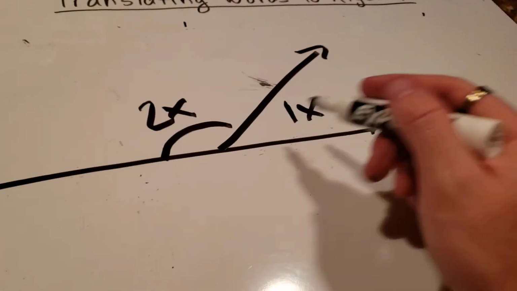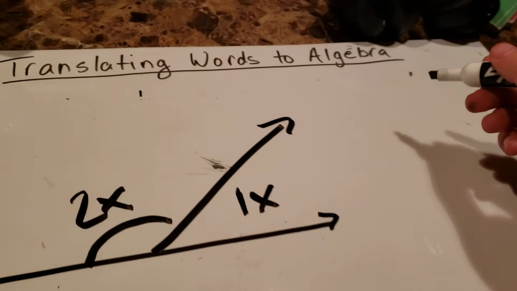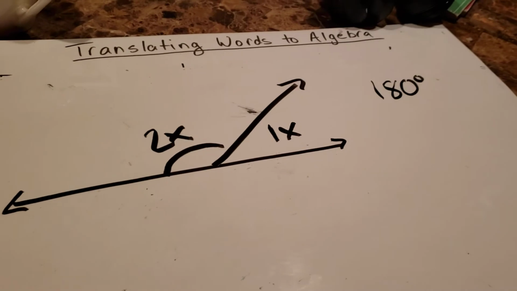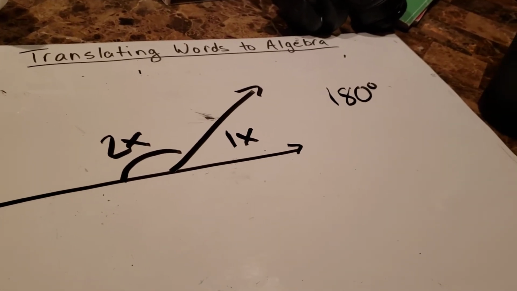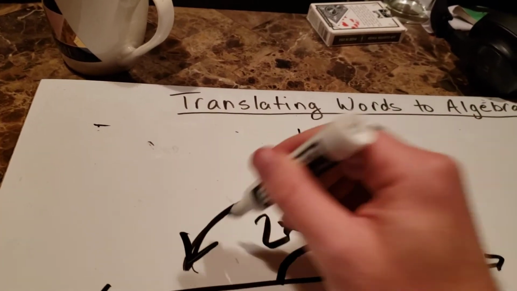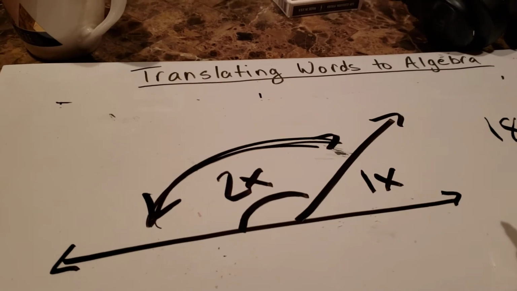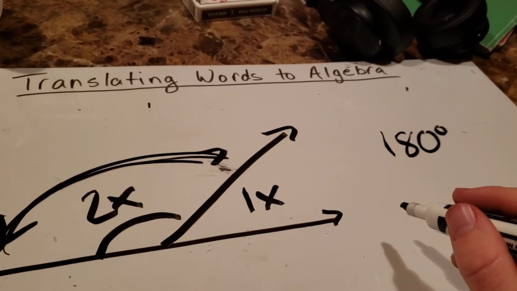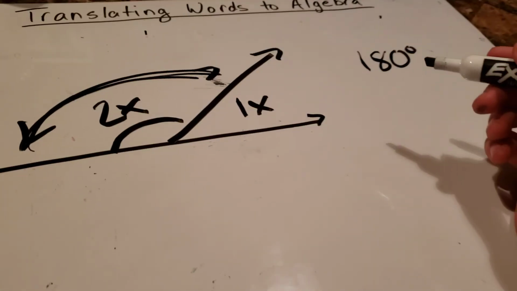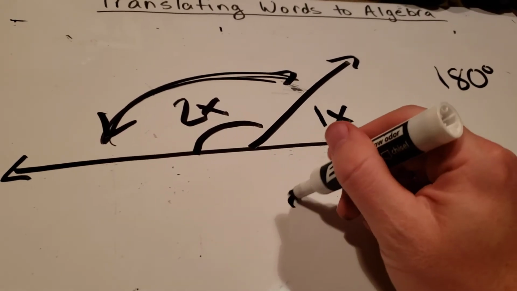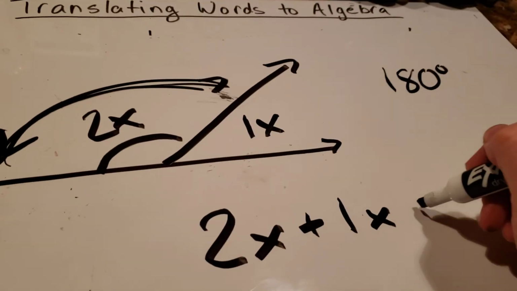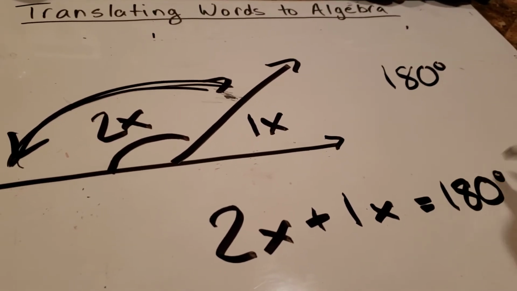So we're going to call this line 2x, 2 times the mystery number. And then we're going to call this one 1x, 1 times the mystery number. So they're supplementary, right? This is a straight line. So supplementary means that they're going to add up to 180 degrees. Okay, so let's say we want to solve for this larger angle right here. Well, in order to do that, we've got to figure out what x is. So we know that both of these angles added up equals 180. So I know that 2x plus 1x equals 180 degrees.